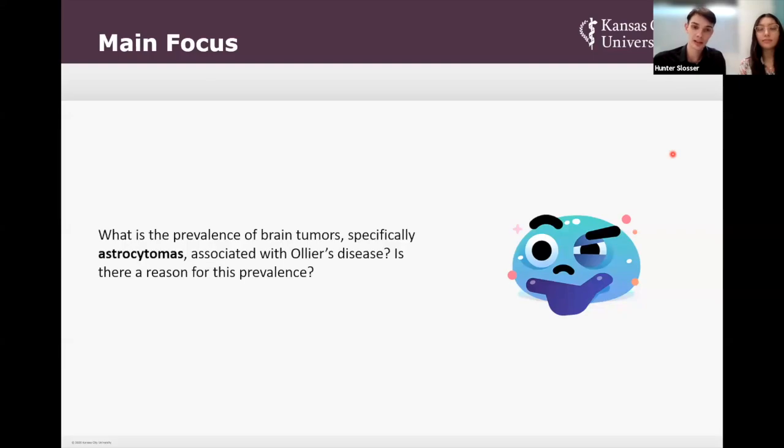So the main focus of our case report was to address what the prevalence of brain tumors, specifically astrocytomas, associated with Ollier's disease is, and whether there is a particular reason for this prevalence.